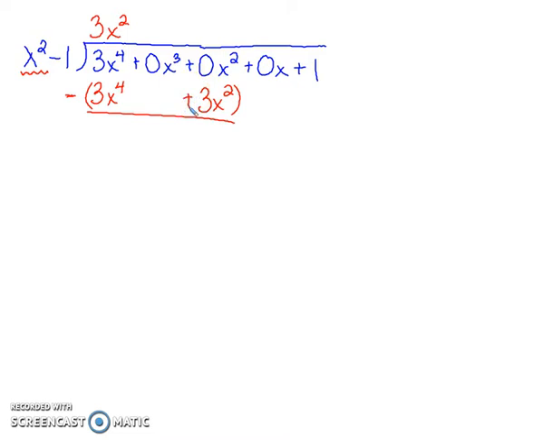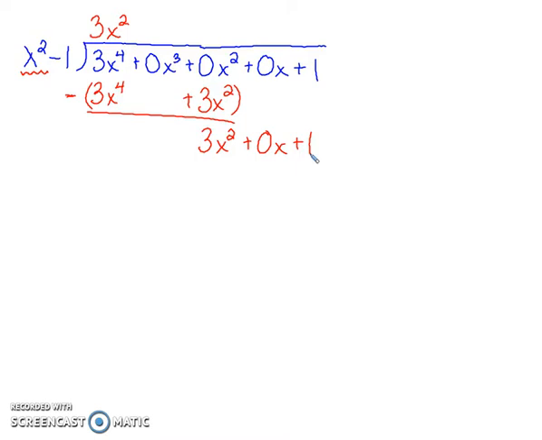So 3x to the fourth minus 3x to the fourth is 0. That's what we wanted to have happen. I can skip over the x cubes because I don't have any. And then I have 0x squared plus 3x squared. So that's 3x squared. I'm going to bring down the 0x and the plus 1. And I'm going to keep repeating this process until I can't divide by x squared minus 1 anymore, because what I have left is a smaller degree than the x squared degree.